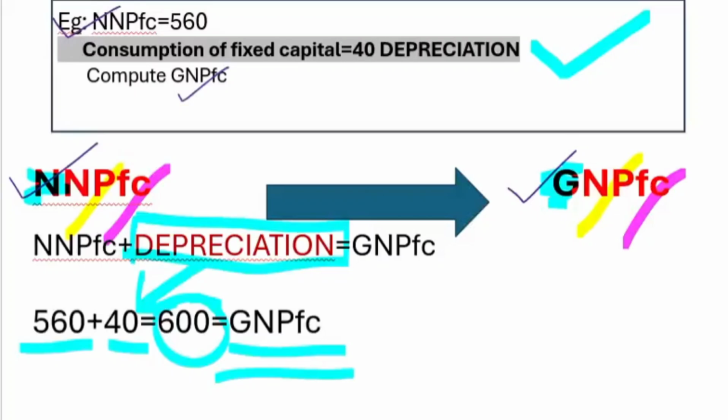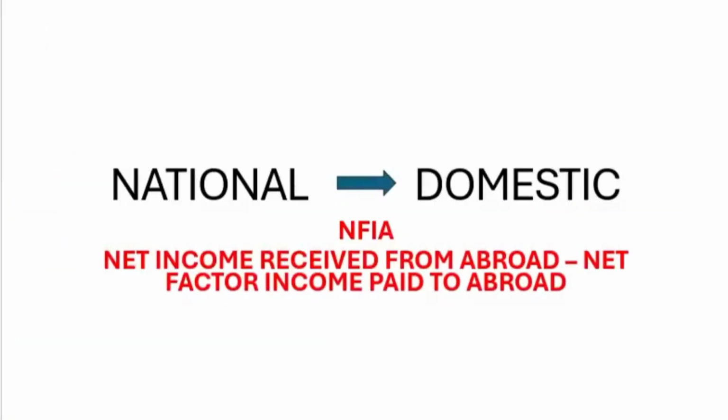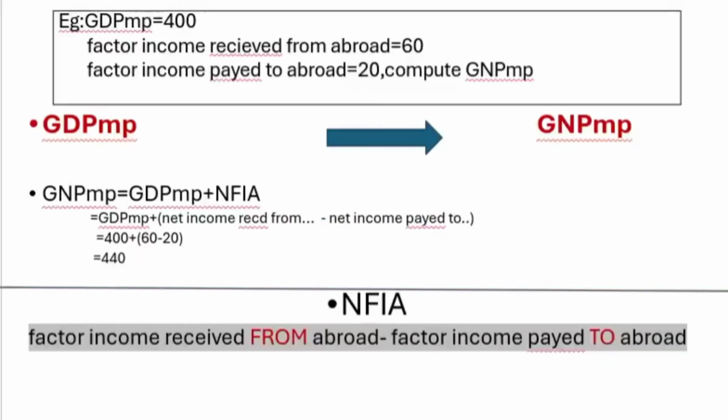So yes, that's all about depreciation. Now from national to domestic, what we have in between is called NFIA, which is net factor income from abroad. Which can be further formulated as net factor income received from abroad minus net factor income paid to abroad. In order to remember this, in a letter we write the from address first, then only we go on to the to address. Okay, just like that. From abroad, what is received minus what is paid.